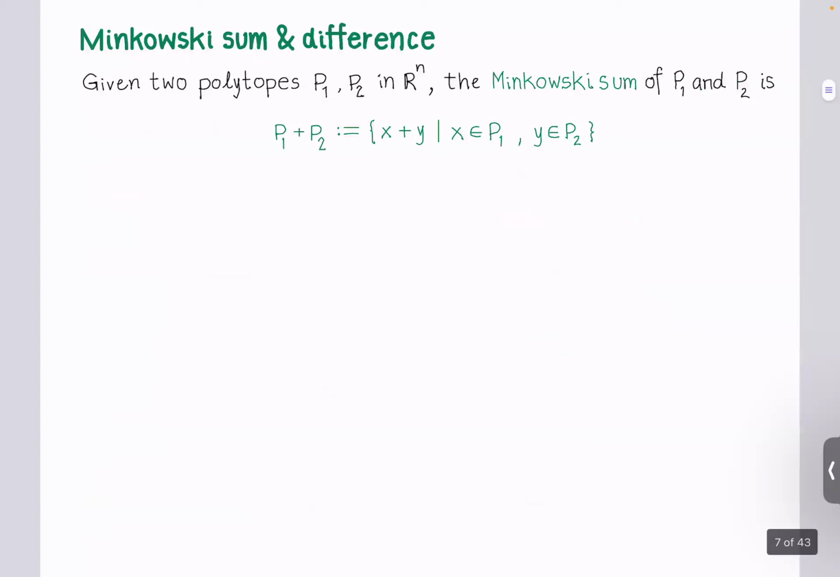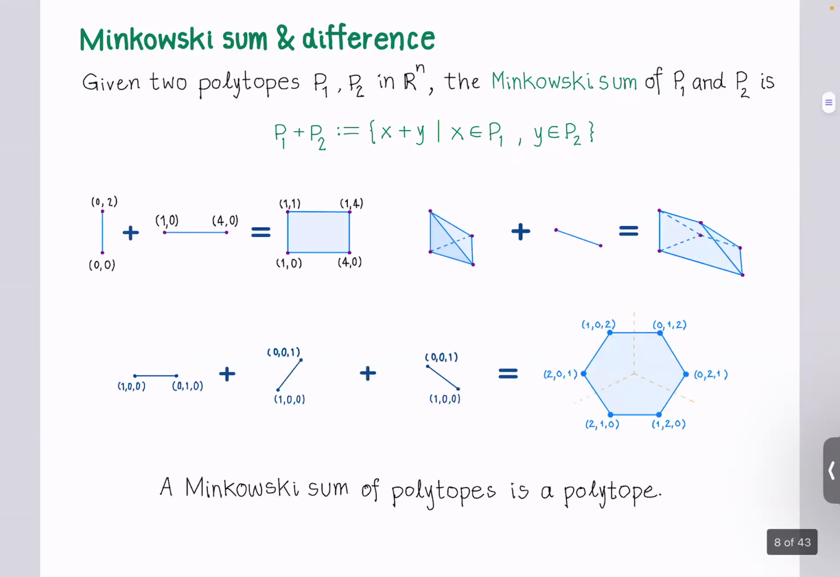All right, now let me tell you about Minkowski sum and Minkowski difference. If you give me two polytopes, P1 and P2 in Rn, the Minkowski sum of P1 and P2 is defined to be P1 plus P2, which is the set of all sums x plus y, where x is in P1 and y is in P2.